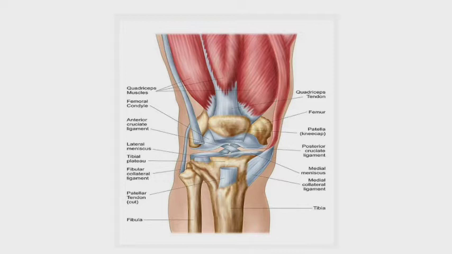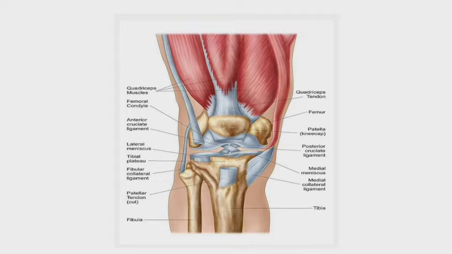You have the menisci, the lateral meniscus and medial meniscus. These are C-shaped rings that act as shock absorbers between the two bones. They provide stability, particularly the medial meniscus, so a medial meniscal tear can result in or contribute to the instability that an ACL tear might give you.